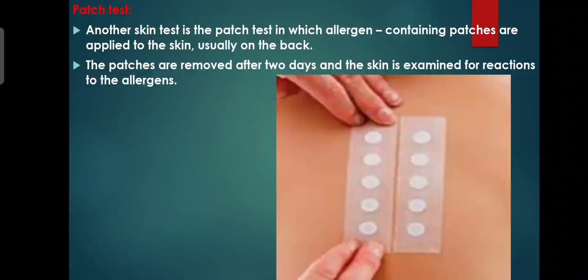Another skin test is the patch test, in which allergen-containing patches are applied to the skin, usually on the back. A patch test is generally done to see whether a particular substance is causing allergic skin inflammation, contact dermatitis. A patch test can detect a delayed allergic reaction, which can take several days to develop. A patch test doesn't use a needle. Instead, allergens are applied to patches which are then placed on your skin.